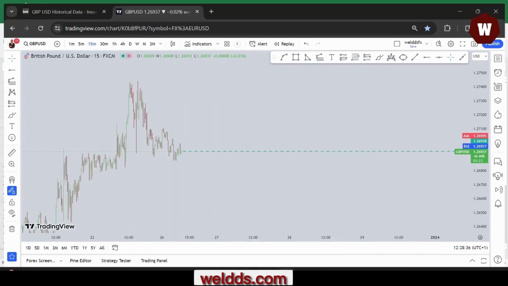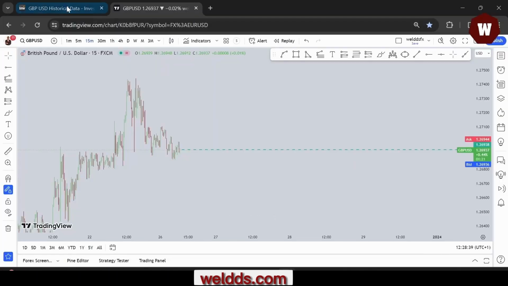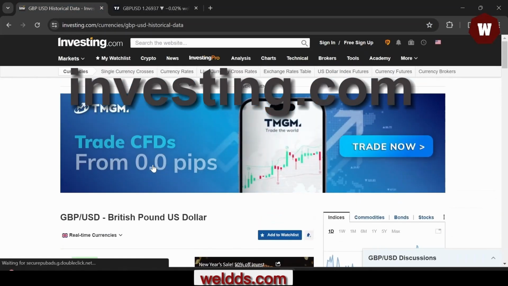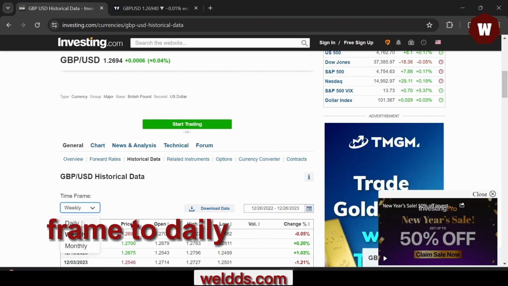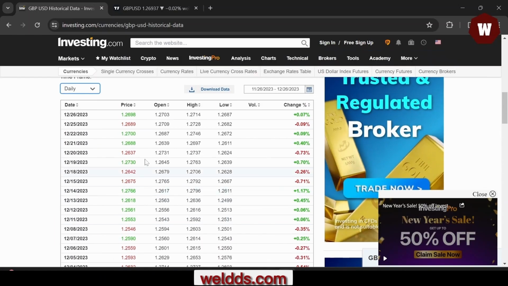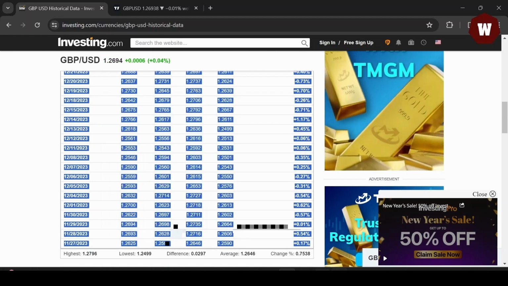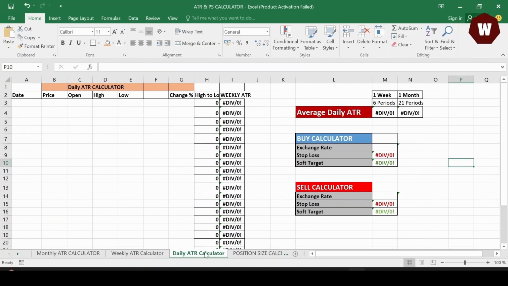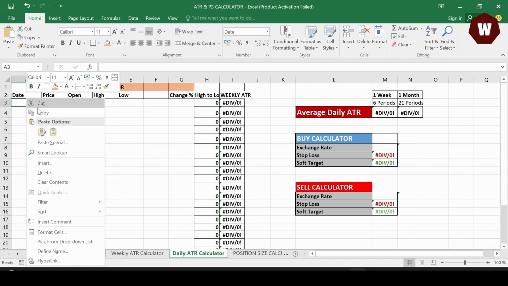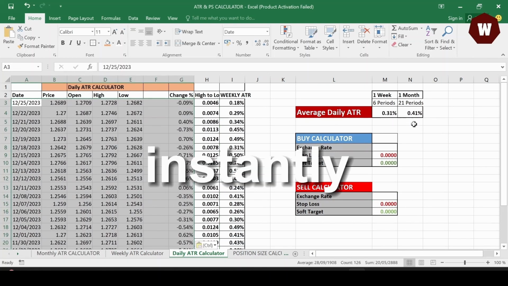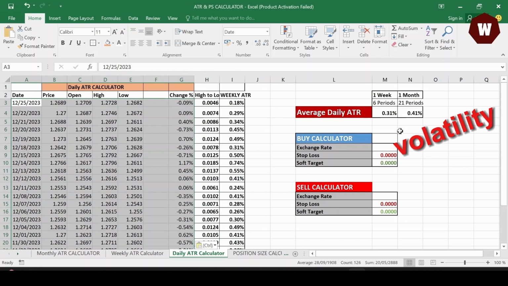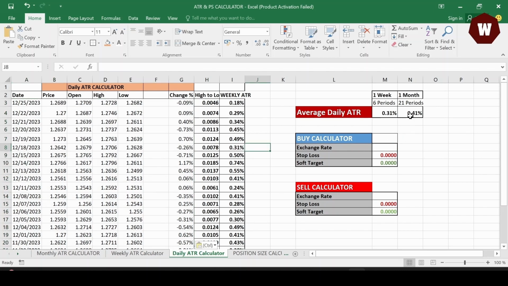So what we will just do is to first of all go to investing.com and change the time frame to daily. Once you change the time frame to daily, then download all the past 21 days of data or more, and then take it to your ATR calculator or daily calculator and paste it there. Once you paste, instantly it calculates. You see that the volatility for a day is very low, around 0.41%. That is the average that it has done for the past 1 month.